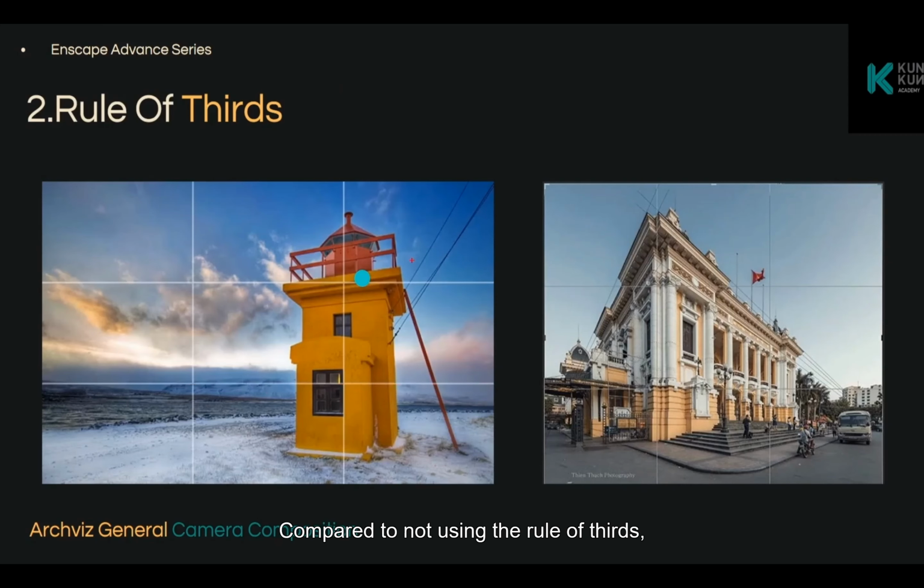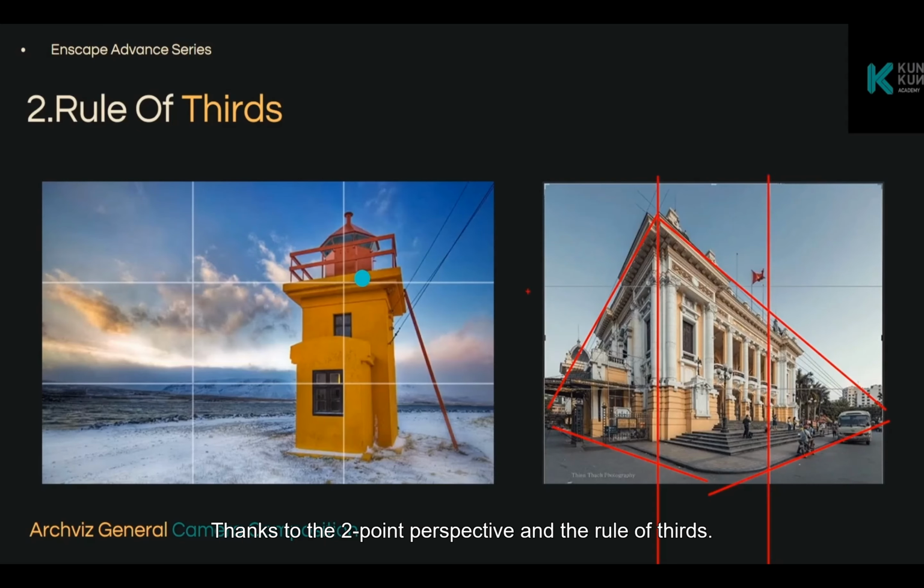Compared to not using the rule of thirds, it can be challenging for those who are not accustomed to it. Next, let's look at the example on the right. Here, there's a classic building. It also applies the technique mentioned earlier, the two-point perspective. This makes the image appear more upright. The contrast and beauty of the building are more pronounced, and it makes our composition look more organized, thanks to the two-point perspective and the rule of thirds.